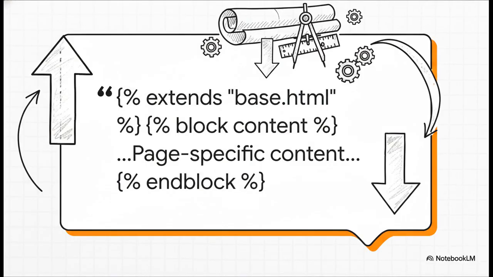And here's where the magic happens. A child template starts with one simple line, {% extends "base.html" %}. That tells Django, hey, go grab that blueprint. Then all this file has to do is define the content for the blocks it wants to fill in. When Django renders the page, it takes the content from this child file and injects it right into the parent's content block. It's clean, it's simple, and there's zero repetition.